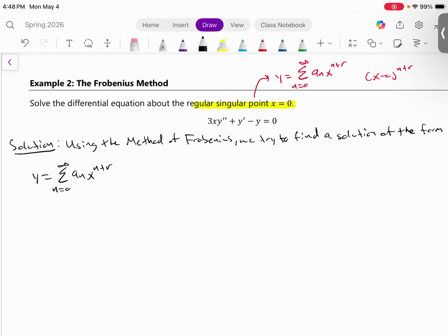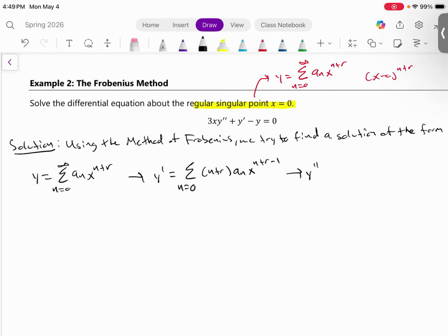So we're going to need a couple things. We're going to need this first derivative. The neat thing about the Frobenius method and these singular points is that when you take a derivative, the index actually doesn't shift here. It still says n equals 0, but we still treat it like a power rule. So n plus r times a sub n x to the n plus r minus 1.